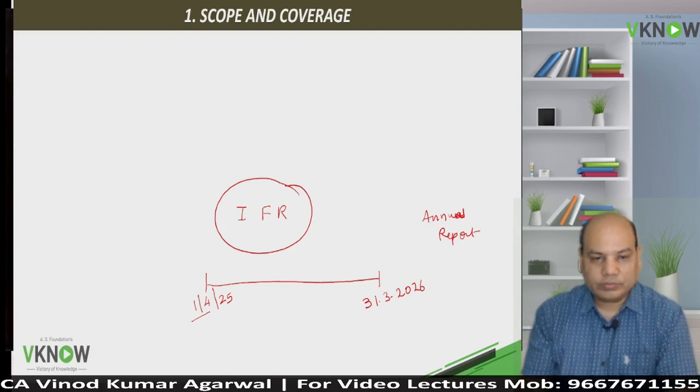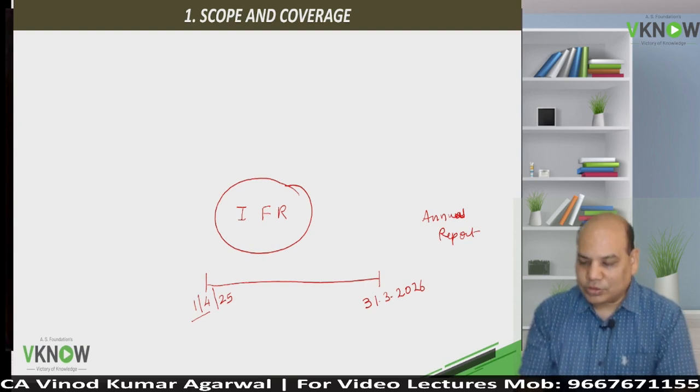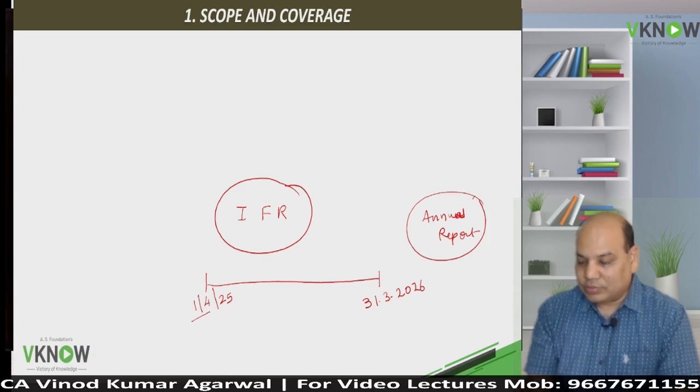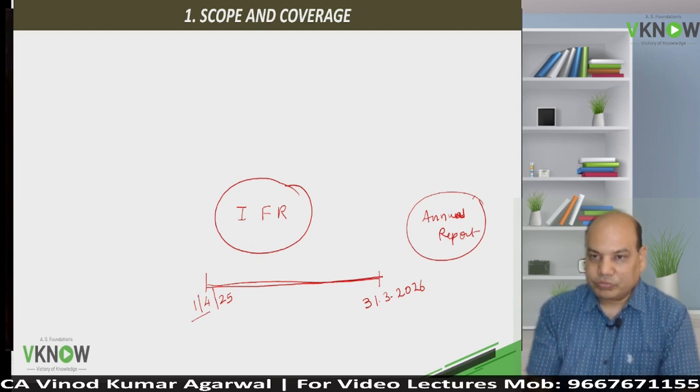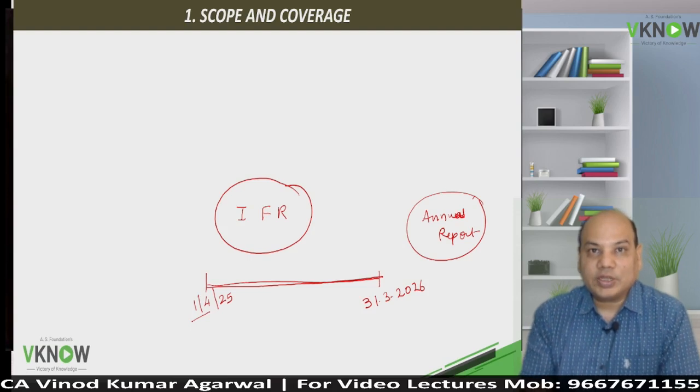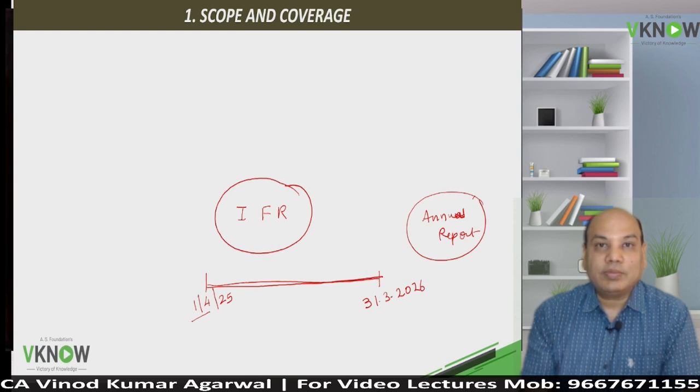So this is called annual report. Okay. Now, most companies would prepare annual report, but suppose there are listed companies. As per the requirement of SEBI, the listed company will have to prepare interim financial report.